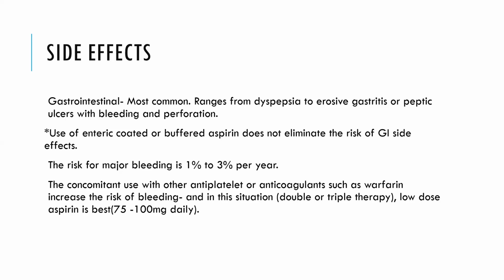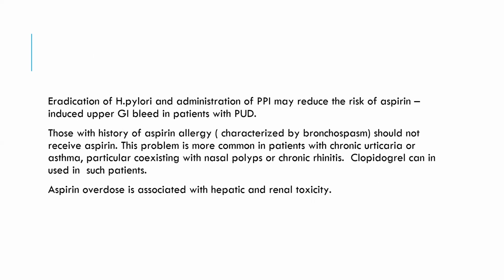In those situations, as we discussed earlier, it is best to use a very low dose when you want to use another antiplatelet to join aspirin, or you are using anticoagulants in addition. It's shown that use of PPI and H. pylori eradication reduce the incidence of GI bleeds in patients on aspirin. Also, those with aspirin allergy, characterized by bronchospasm, should not receive aspirin.